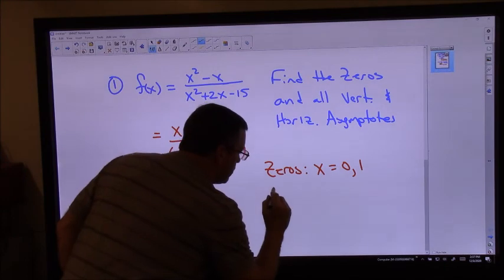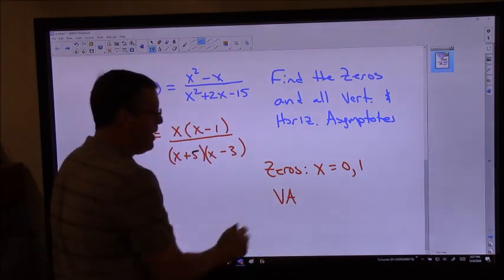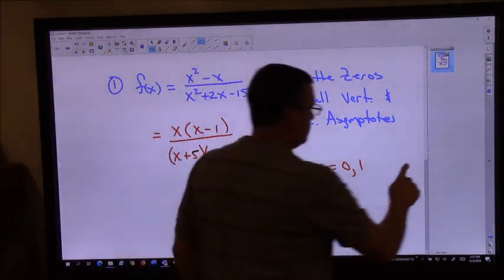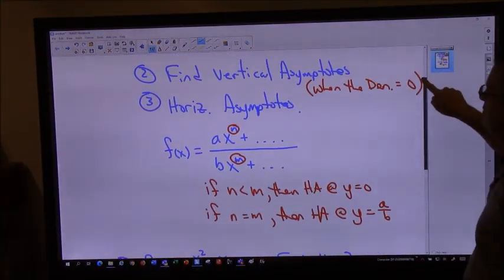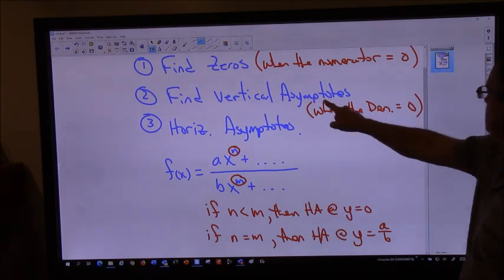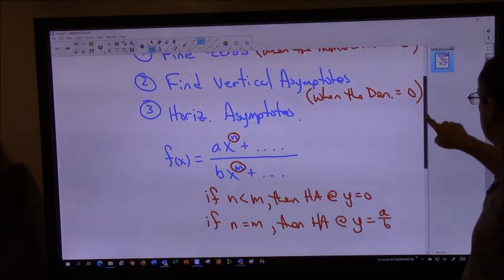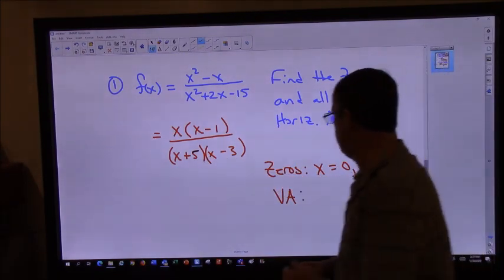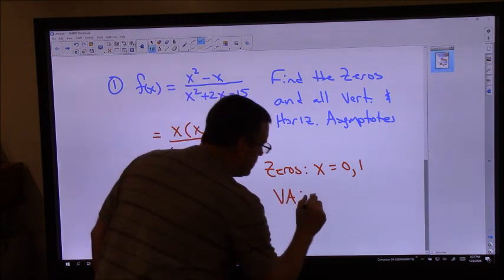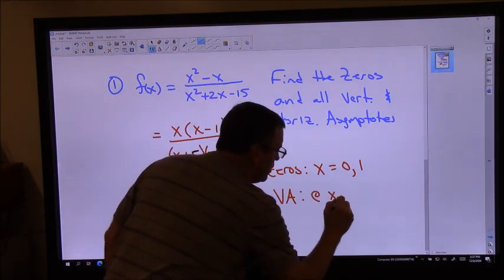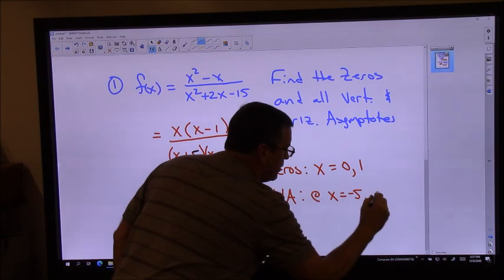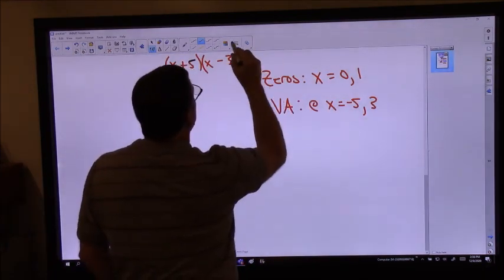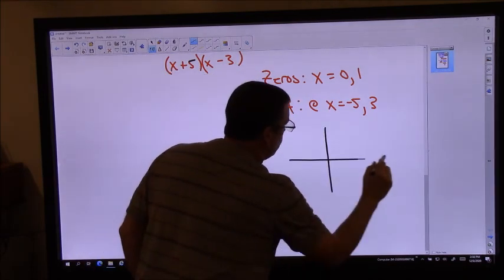Vertical asymptotes only happen when the denominator equals 0. We just said that right here. Vertical asymptotes happen when the denominator equals 0. Right? So that would happen at -5 and +3. So this would be at x equals -5 and +3. So remember, on a graph, here's a quick graph.